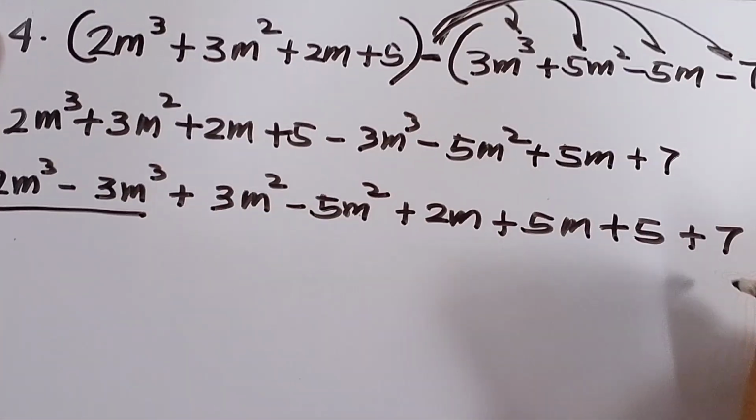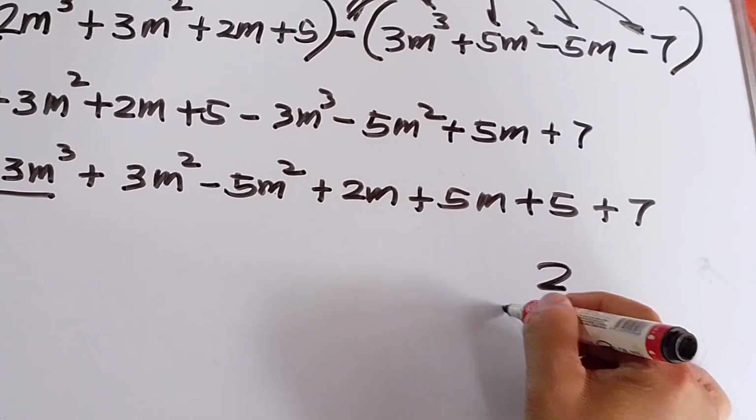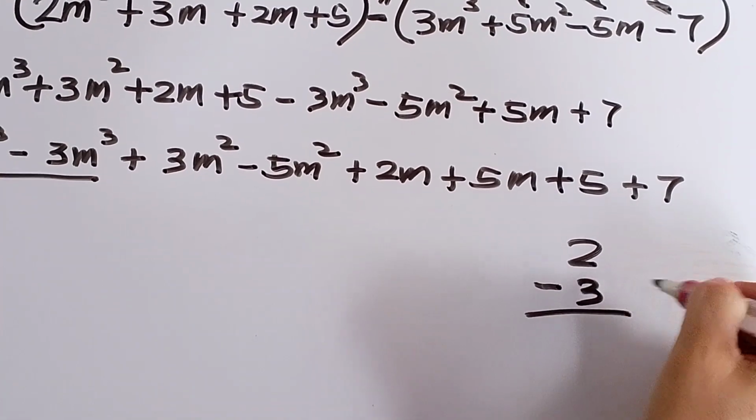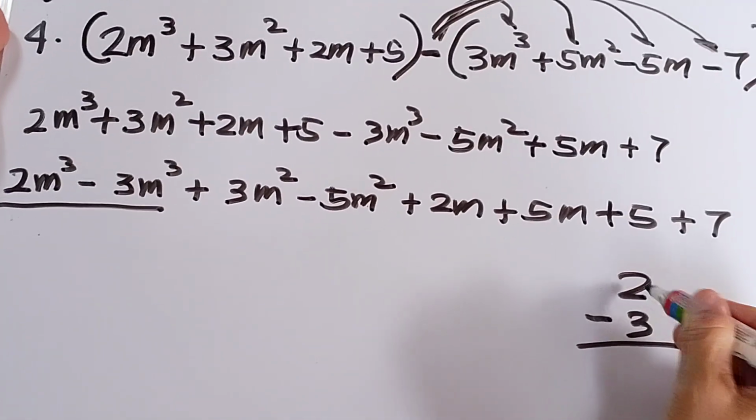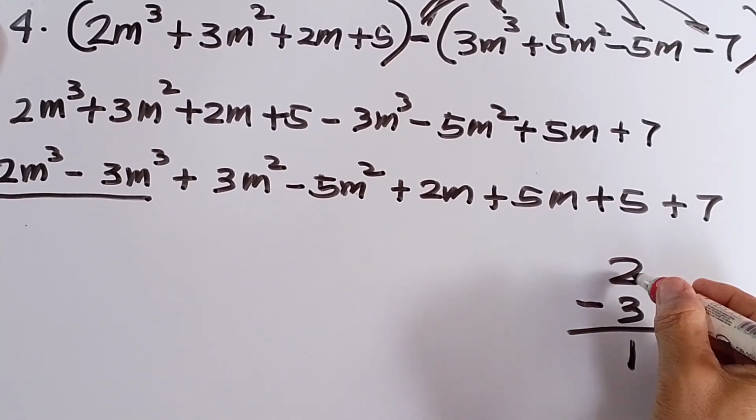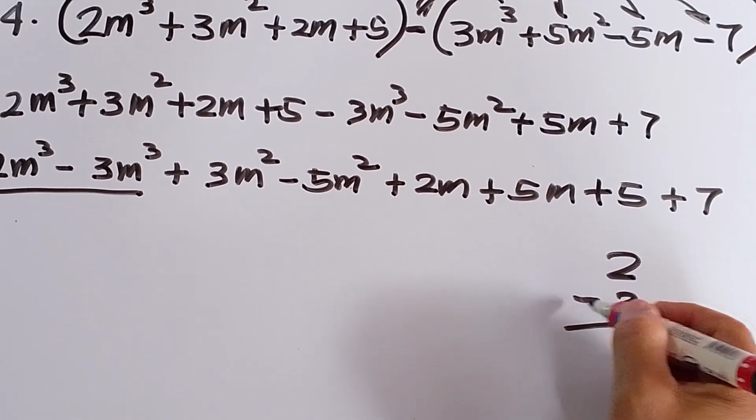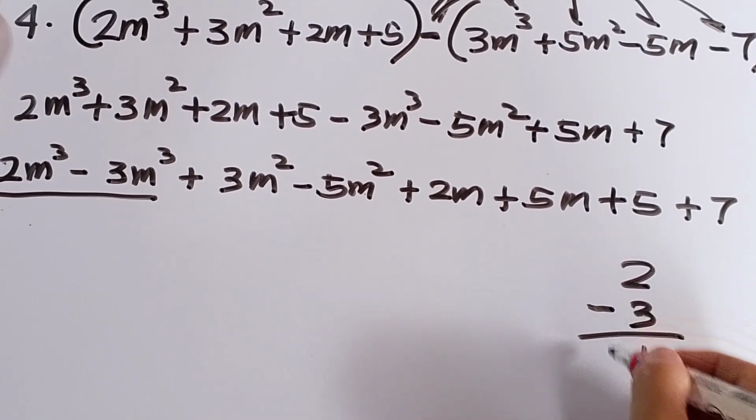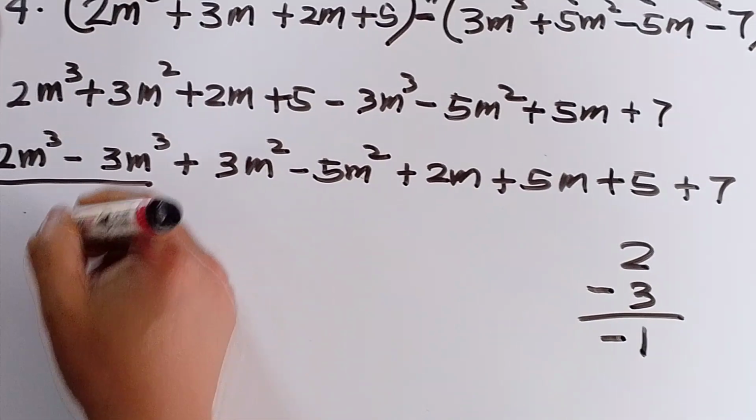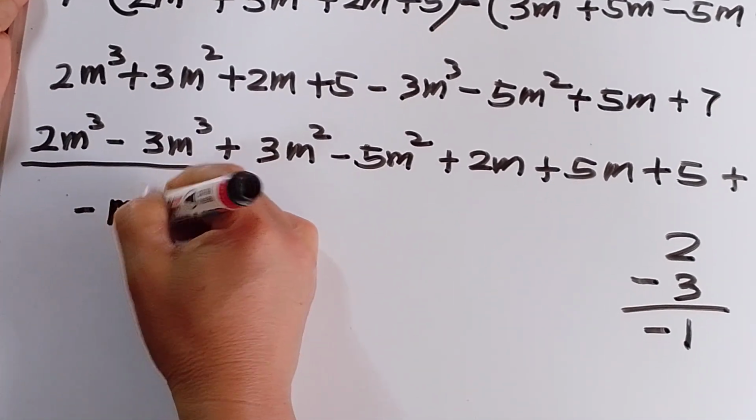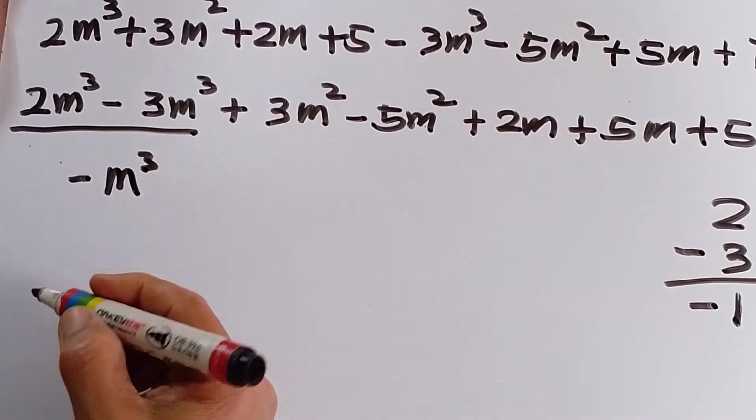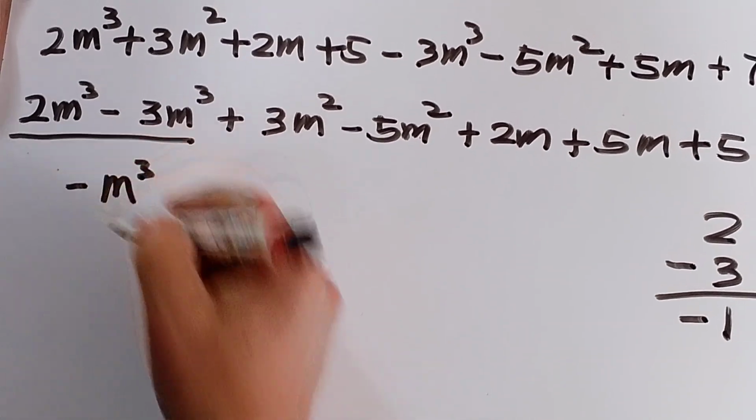So 2 minus 3. Unlike signs, so use subtraction. 3 minus 2 is 1. Since 3 is greater than 2, the sign of the greater number is negative, so this will be negative 1. So this is negative m cubed. Understand that there is an invisible 1 in here.